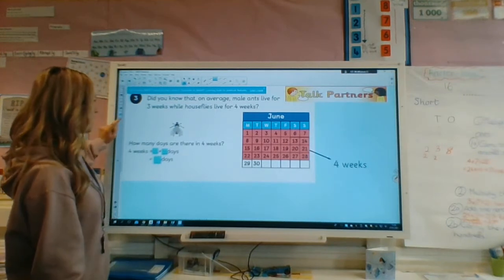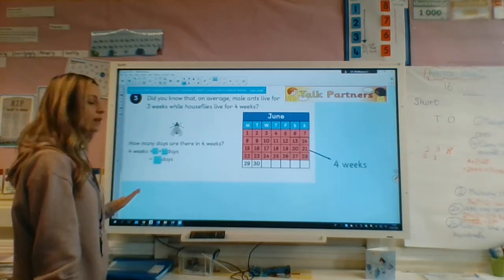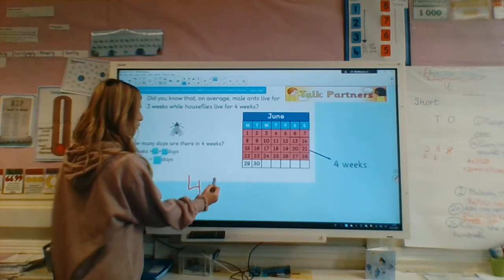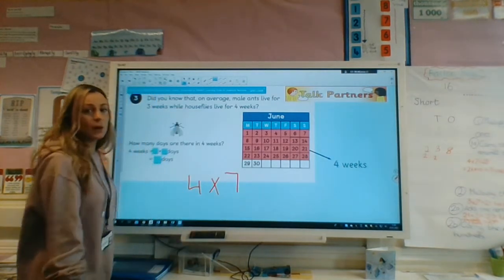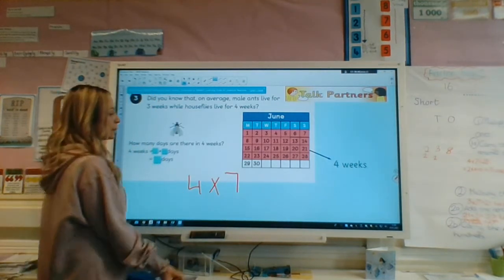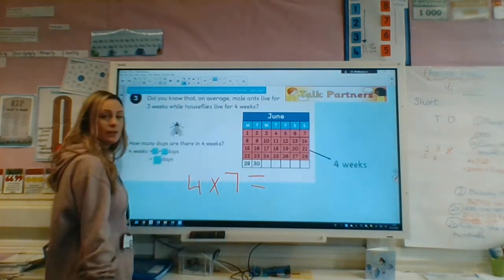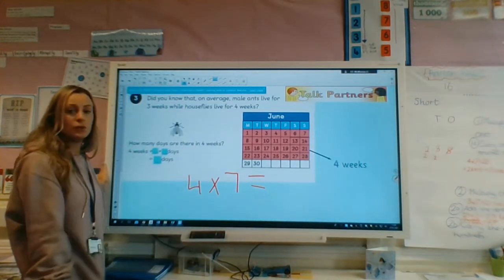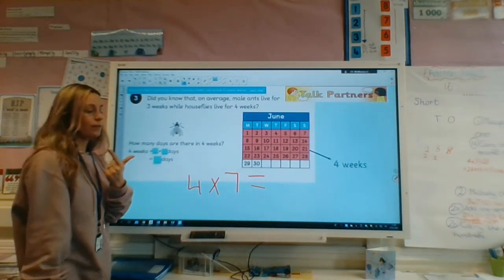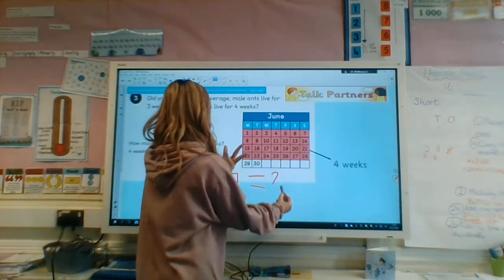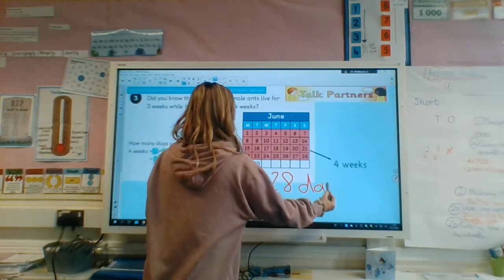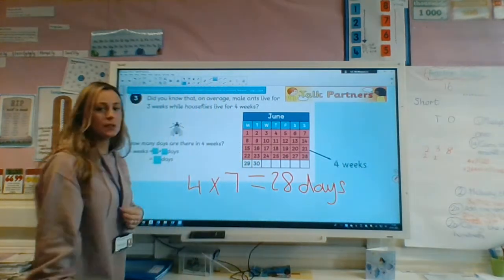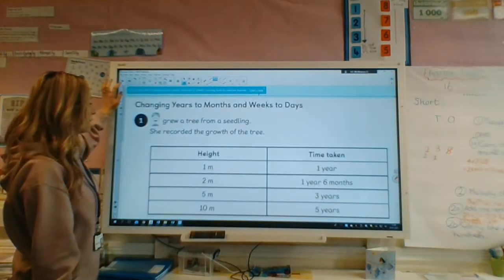And then it says here the housefly lives for 4 weeks. So you need to do 4 times 7. The reason we times it by 7 is because there's 7 days in a week. So you can do 4 times 7, or you can do 7 times 4. So we'll do 4 times 7. 7, 14, 21, 28 days. So it's all about using your multiplication skills.